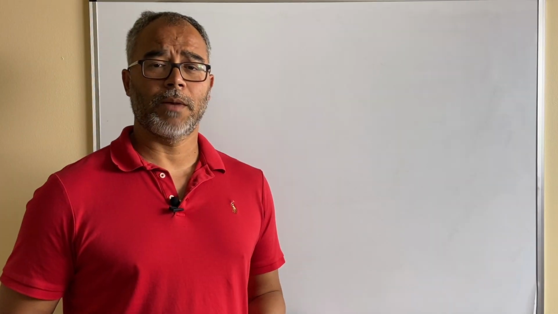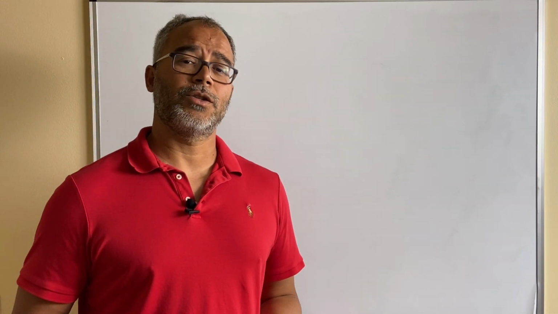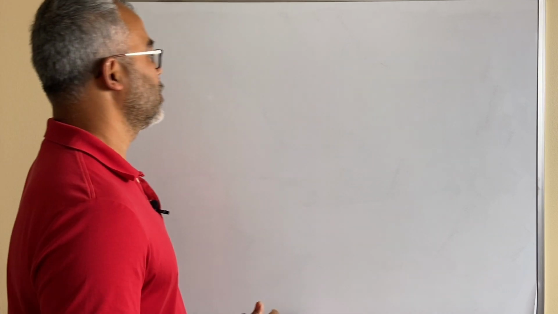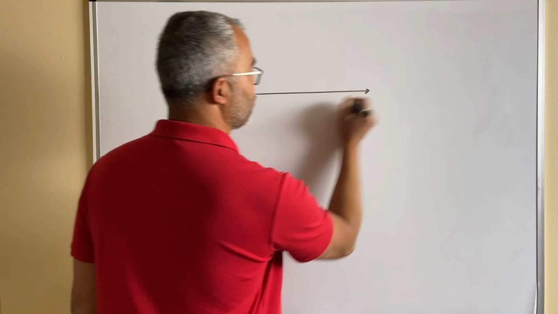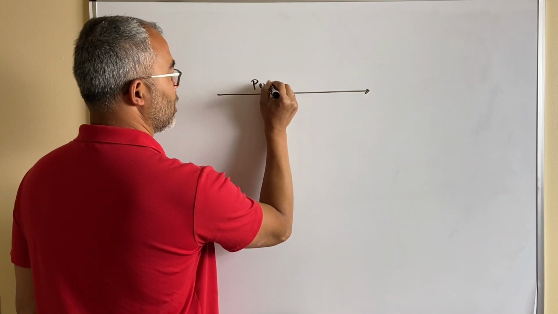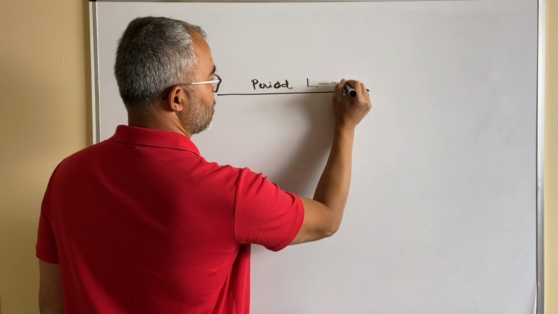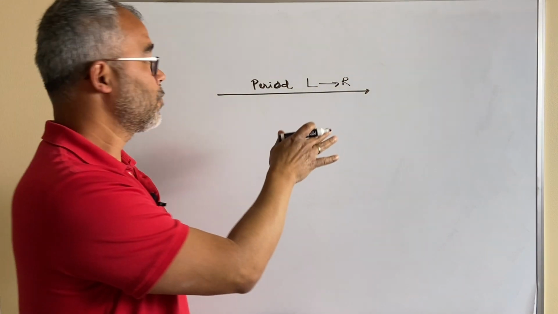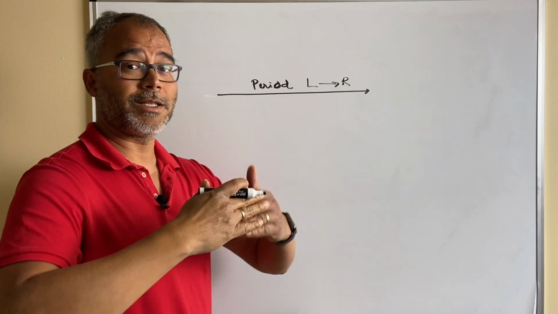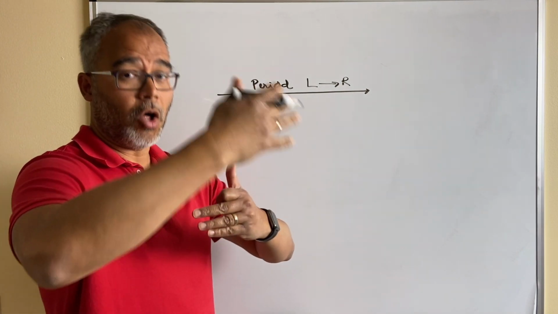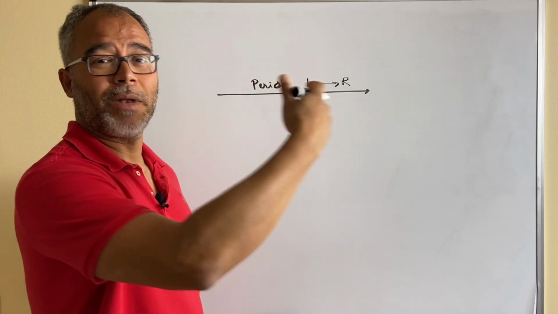In this video, we're going to talk about trends in atomic and ionic size in the periodic table. If you imagine the periodic table, going across a period you're going from left to right. As you go from left to right, the atomic number increases, which means the number of electrons also increases, but the electrons keep getting added to the same level.